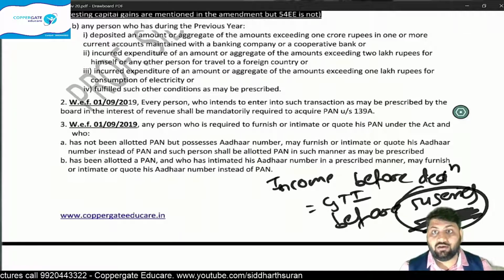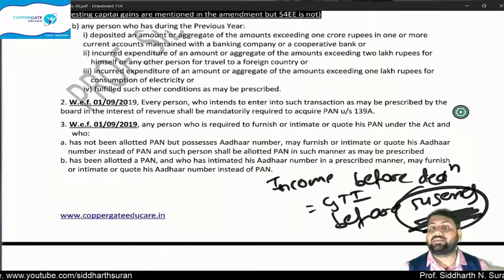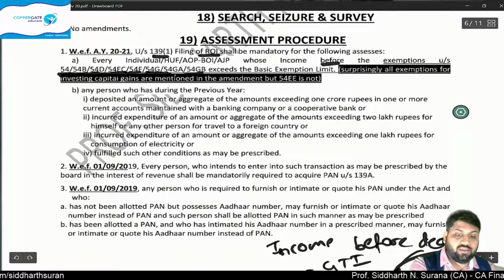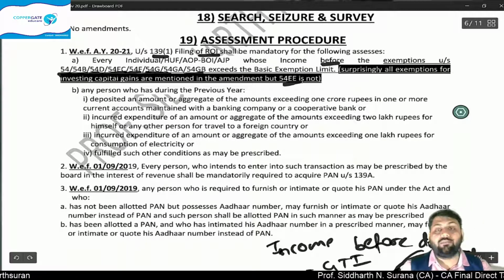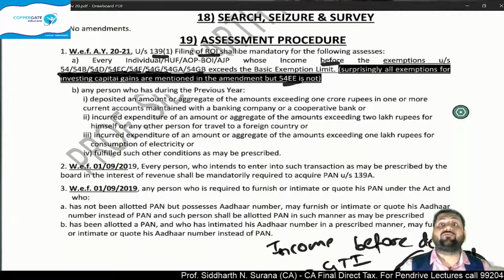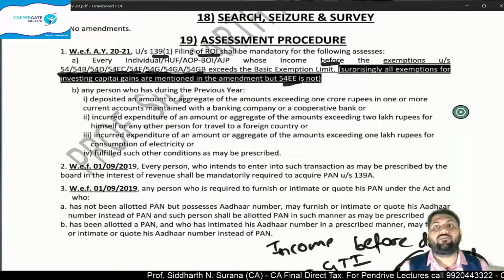Are exemptions available? Yes, but to decide whether filing of ROI is compulsory or not, we will check the income before exemptions, 54 series. But surprisingly, they have mentioned all the exemptions of 54, but 54EE, investment in specified mutual fund units, is not mentioned for filing of ROI. See, all these exemptions are going to be available, but we are checking for compulsory filing of ROI, we are checking the income before these exemptions.